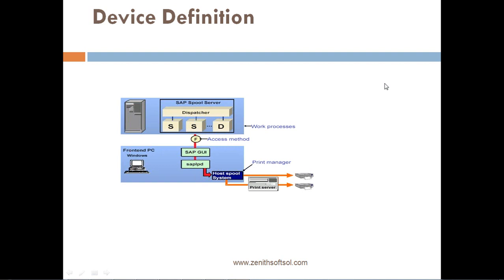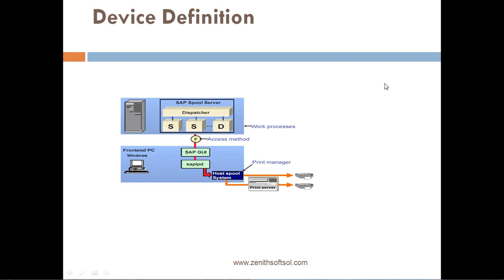If you see this picture, in this figure, you can see a dispatcher, two spool work processors assigned and one dialog work process, to be able to address the users' front-end printers from the SAP system. So the corresponding device definition must contain the following parameters. What are those things?